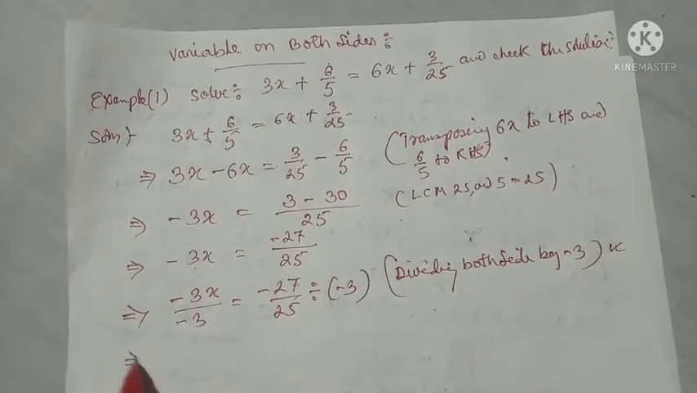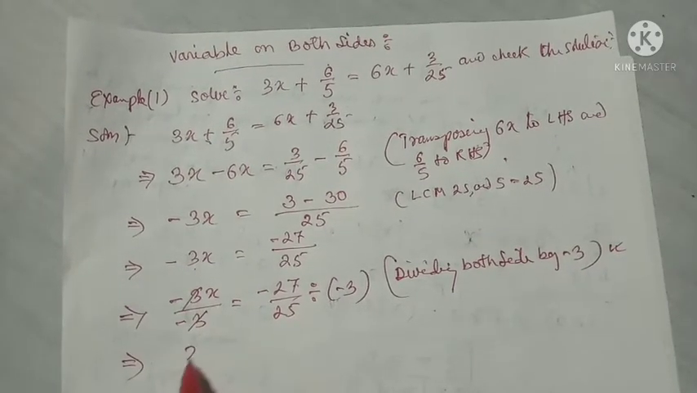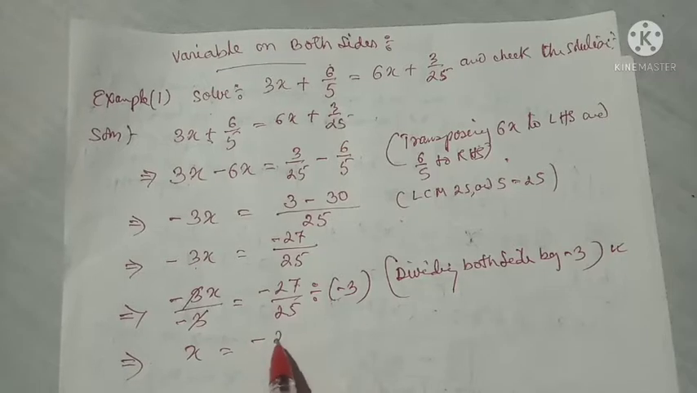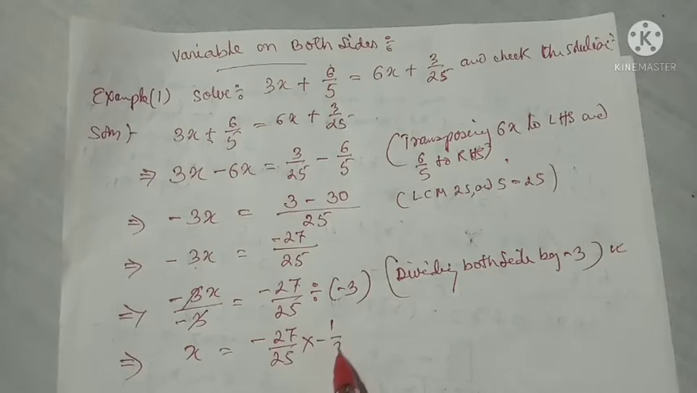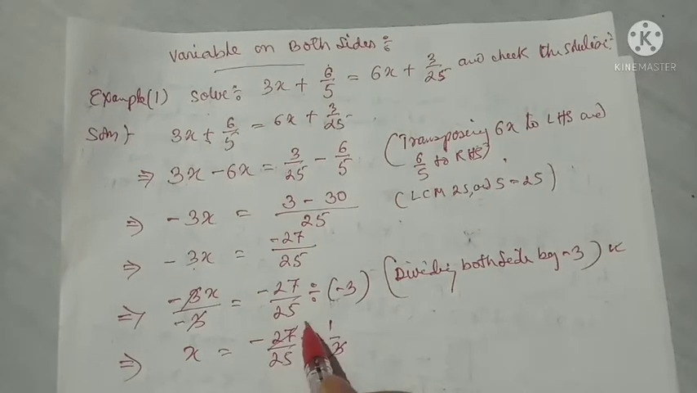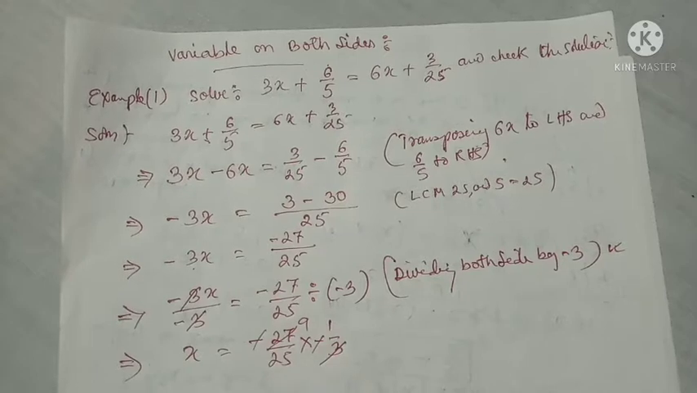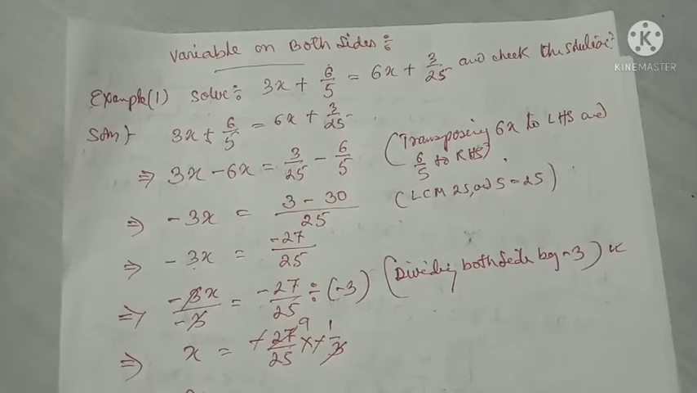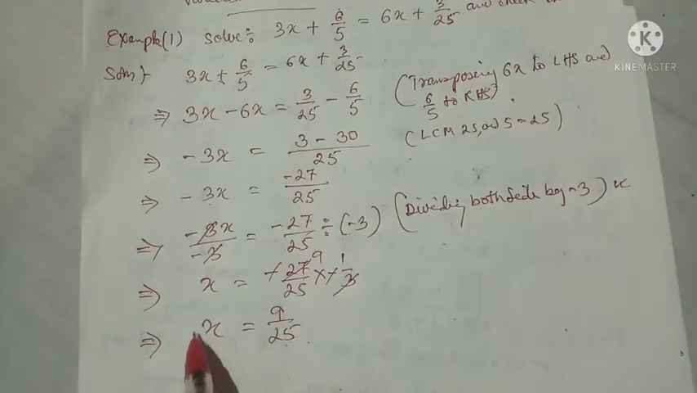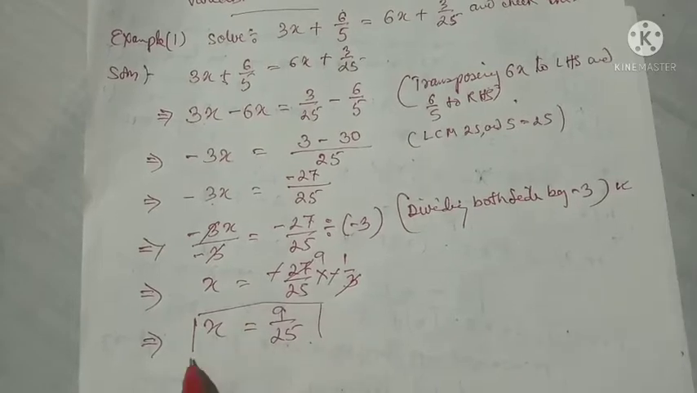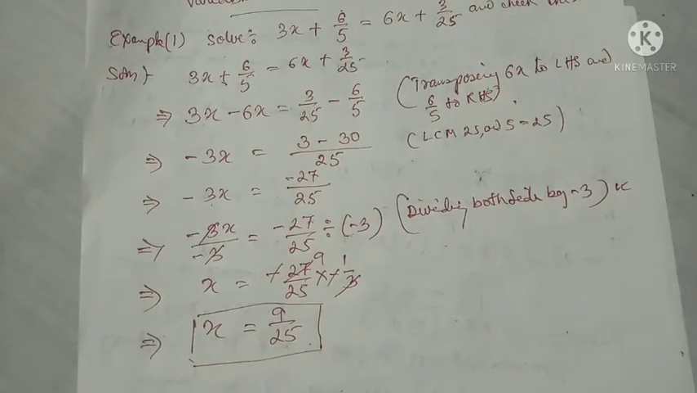Here the minus 3 will cancel. Minus 27 by 25. If we take the reciprocal, it will come 1 by minus 3. This will be 9, minus minus. Your answer will be x equal to 9 by 25. The solution of this equation is that the value of x is equal to 9 by 25.